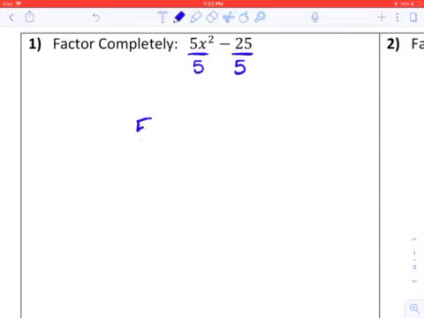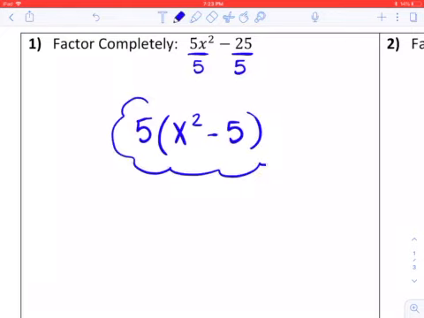When I have a GCF, I put that in front of parentheses, and then I divide and put my answer from the division inside. So 5x squared divided by 5, my 5 divided by 5 is just a 1, so that's 1x squared, or simply x squared. And then negative 25 divided by 5 is negative 5. Now that's actually the answer to our question.